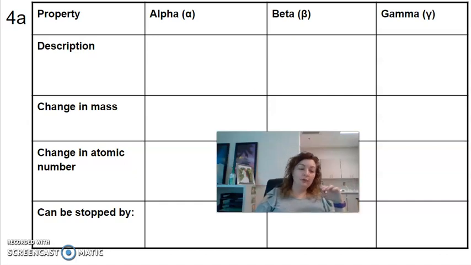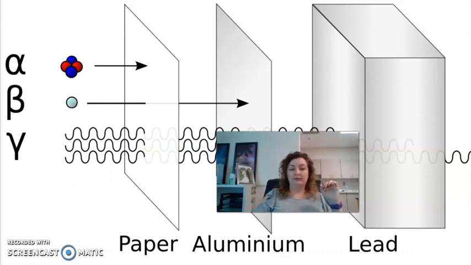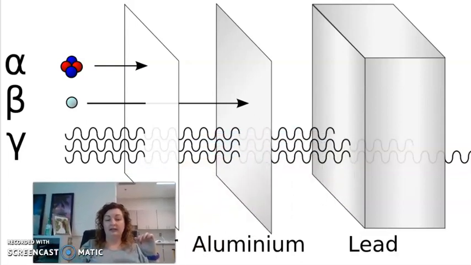So before we even get into this, let's talk about what it is and what it can be stopped by, okay? So here is a little diagram for you of each one. You can see we have paper, aluminum, and lead, right? Our alpha particle is kind of like the nucleus of a helium atom. Okay, it's two protons, two neutrons, as you can see demonstrated right here. So it's pretty big in terms of these three, and it can only actually penetrate, I mean, it can go through your skin.